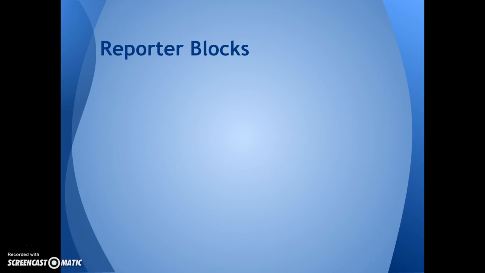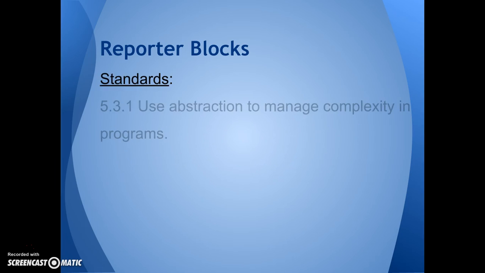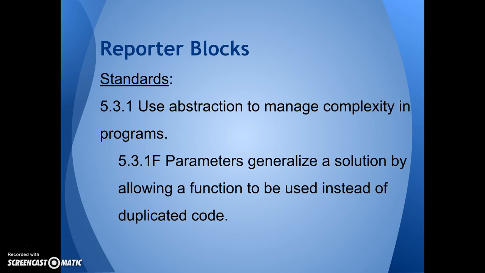Calculations like that. The standard is 5.31, use abstraction to manage complexity in programs, and more specifically this is substandard F. Parameters generalize the solution by allowing a function to be used instead of duplicated code. So the whole idea of building our own blocks is that instead of doing x times x over and over and over, we can just have one block that does the square.